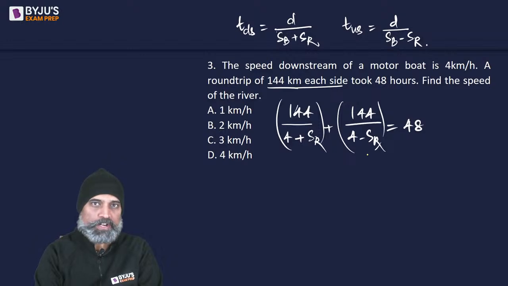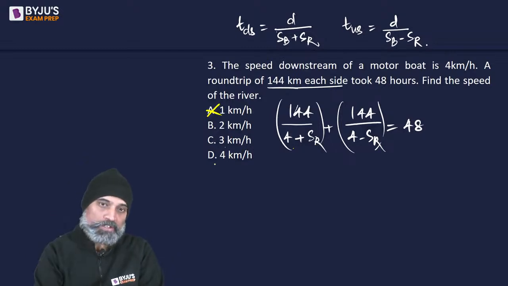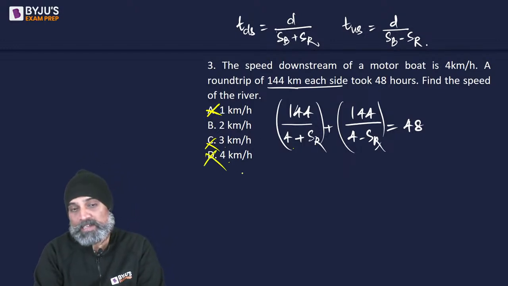Fraction plus not a fraction will not result in not a fraction. So 1 is not possible. Let's try the second. See, 3 also is not possible, because if I put 3 here, 144 by 7 is going to be a fraction, and 4 minus 3 is going to be 144 hours, which will be a lot. So 3 also is not possible. If I put 4, the denominator of the second fraction will become 0, which is not allowed in mathematics, right?